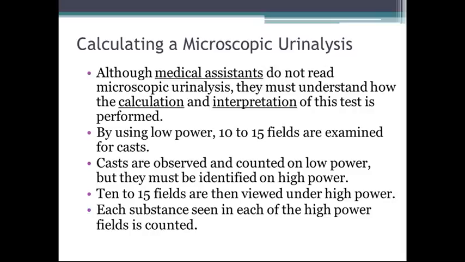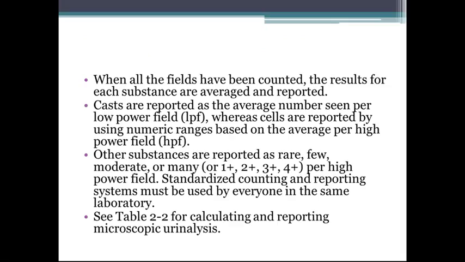Calculating and microscopic analysis. Although medical assistants do not read microscopic urinalysis, they must understand how the calculation and interpretation of this test is performed. By using the low power field, 10 to 15 fields are examined for casts. Casts are observed and counted on low power, but they must be identified on high power. 10 to 15 fields are then viewed under high power. Each substance seen in each of the high power fields is counted. When all the fields have been counted, the results for each substance are averaged and reported.